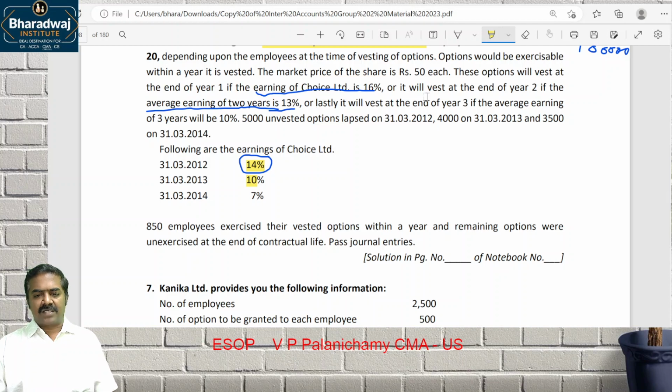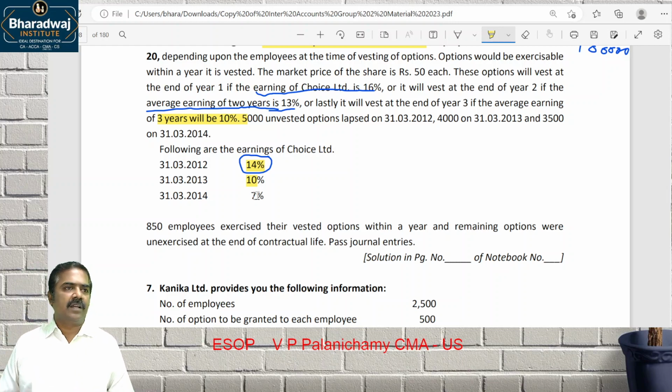No. Lastly, the option will vest in 3 years if the average earning of the 3 years is how much percentage? 10%. Now check it. 14 plus 10 plus 7, it comes to 31%. 31% divided by 3 will come to what? More than 10%. So when is the option vesting? By the end of the third year. Then look at that. 5,000 unvested options lapsed on 31st March 2012, 4,000 options on 31st March 2013, and 3,500 options on 31st March 2014.